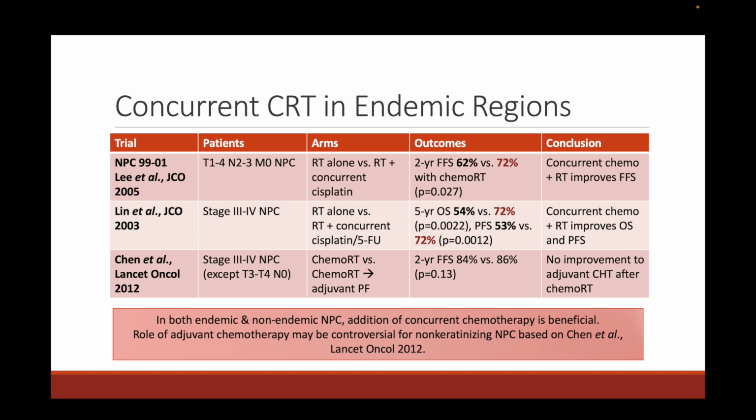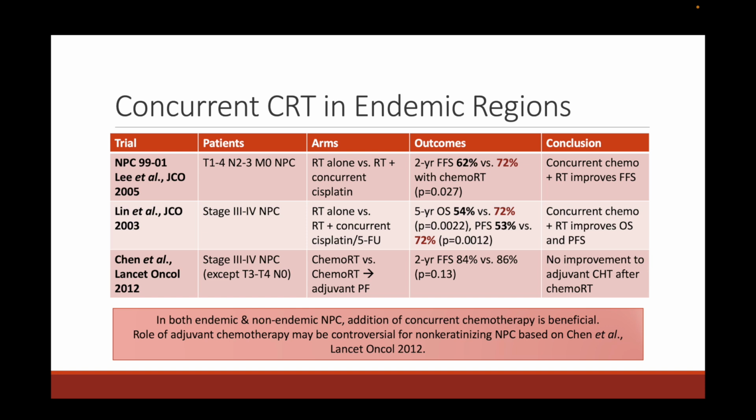The last trial in the table was by Chen et al., and it was published a little bit later in 2012. It also took stage 3 to 4 patients. But now, instead of comparing radiation alone versus concurrent chemoradiation, it was comparing chemoradiation versus chemoradiation followed by adjuvant cisplatin and 5-FU. This trial was negative for any benefit, and the 2-year failure-free survival was just around 85% in both arms, with no improvement seen from adding adjuvant chemotherapy after chemoradiation.